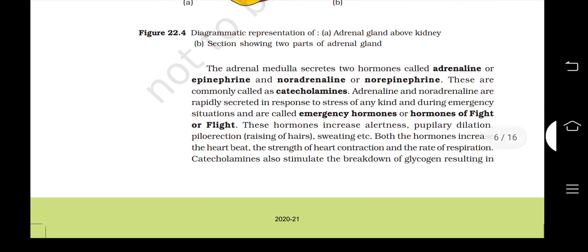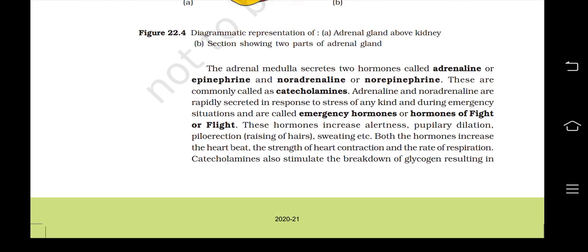The adrenal medulla secretes two hormones called adrenaline or epinephrine, and noradrenaline or norepinephrine. These are commonly called catecholamines. Adrenaline and noradrenaline are rapidly secreted in response to stress of any kind and during emergency situations, and are called emergency hormones or hormones of fight or flight. These hormones increase alertness, pupillary dilation, piloerection (raising of hairs), sweating, etc. Both the hormones increase the heartbeat, the strength of the heart contraction and the rate of respiration.